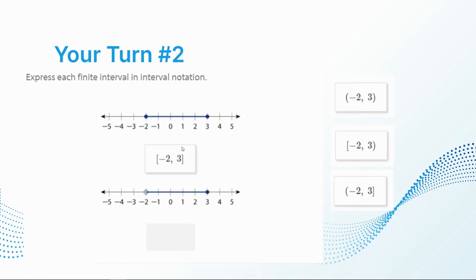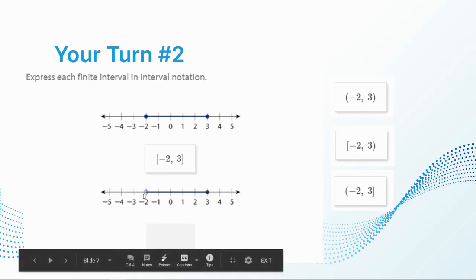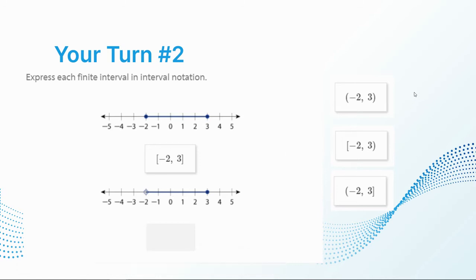And that is closed hole -2 bracket to 3 closed hole bracket. And on the second one, again, we're going from -2 to 3, but this time we have an open hole to a closed hole. So which of the remaining three options is this inequality? And it is -2 parenthesis on that side to 3 bracket because that's a closed hole.